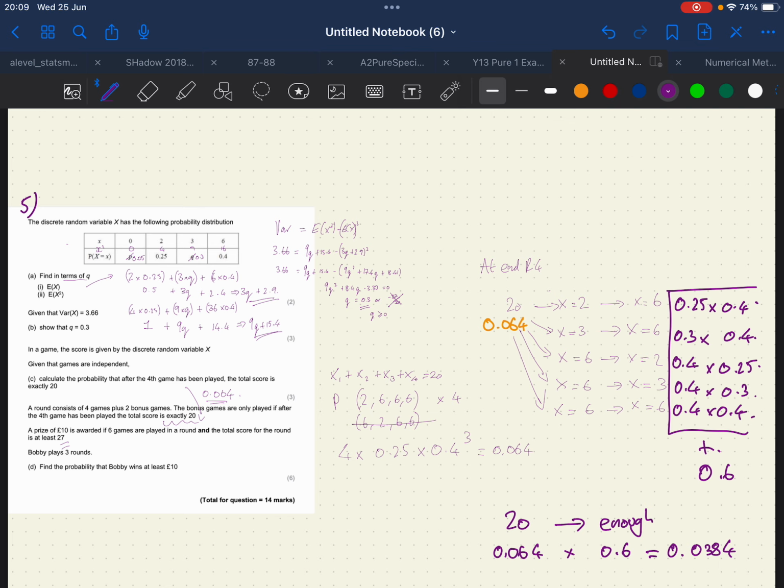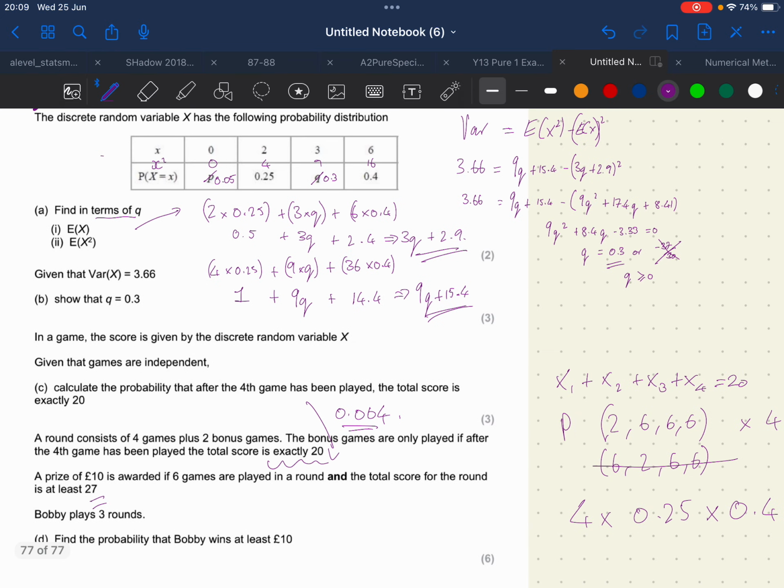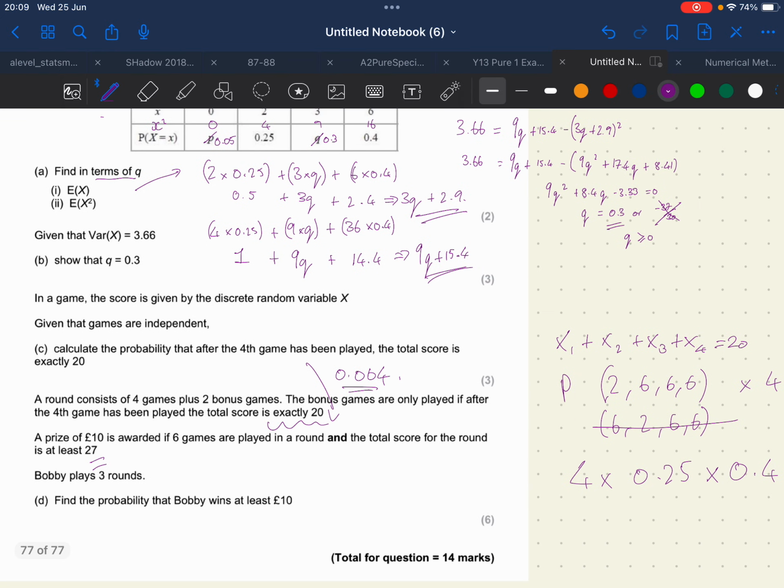Bobby plays 3 rounds. Well, that's all well and good, but the rounds are not games. Rounds just means that you're repeating it. So this is a binomial question. I don't even know what letter to use with this. I'll use Y, I suppose. Y is binomially distributed with 3 rounds and 0.0384. At least £10 just means at least 1 win. So it just means Y is greater than or equal to 1 using that probability there.